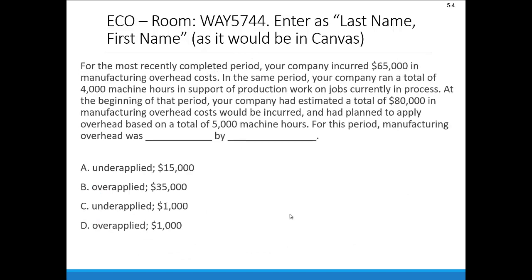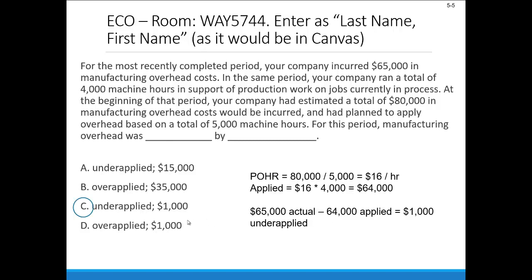Next up, for the most recently completed period, suppose your company incurred $65,000 in manufacturing overhead costs. In the same period, your company ran a total of 4,000 machine hours in support of production work on jobs currently in process. At the beginning of that period, your company had estimated a total of $80,000 in overhead costs would be incurred, and had planned to apply overhead based on a total of 5,000 machine hours. So for this period, manufacturing overhead was blank, underapplied or overapplied, by how much? Again, pause it, work through the problem here, and then come back for the answer.